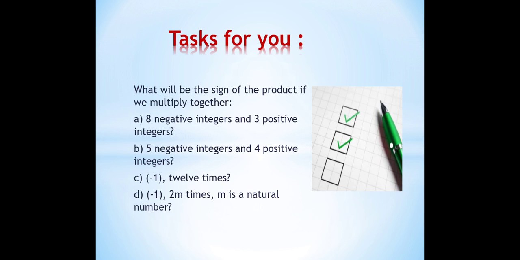Okay students, there are tasks for you. What will be the sign of the product if we multiply together 8 negative integers and 3 positive integers, and 5 negative integers and 4 positive integers? If we multiply minus 1 12 times, what will be the result, positive or negative? If we multiply minus 1 2m times, where m is any natural number, what will be the result, positive or negative? So these are the 4 tasks for you. You need to find out the sign for these 4 questions.